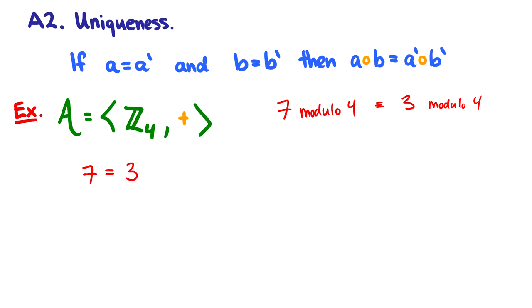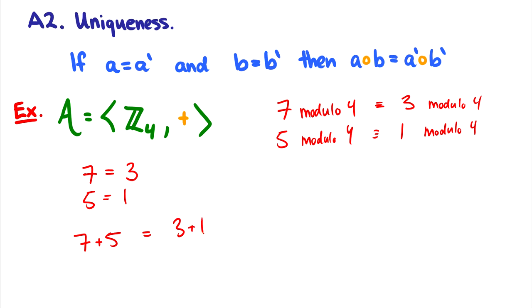And as another example, let's say if I take 5 modulo 4, this is equivalent to, well, 5 divided by 4 is going to be 1 remainder 1. So this is equivalent to 1 modulo 4. So as 7 equals 3, 5 equals 1. So if I do 7 plus 5, this better be equal to 3 plus 1.